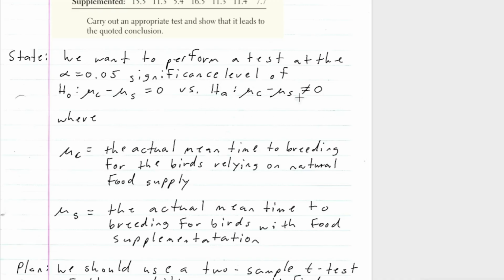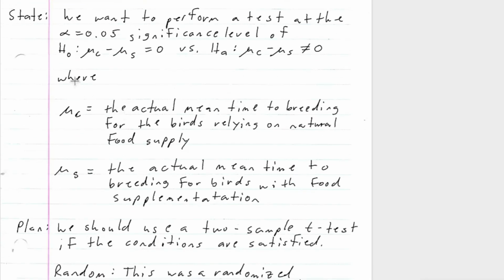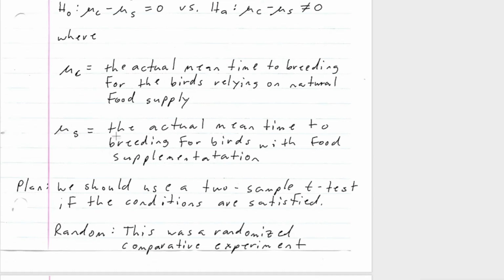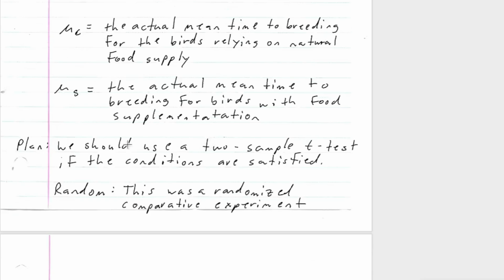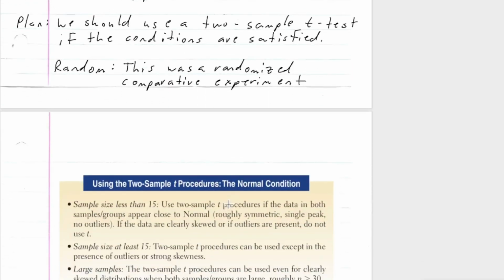That's the alternate hypothesis. Of course, this is the actual mean time breeding for the birds relying on natural food supply, and this is the supplemented, right? We should use a two-sample t-test if the conditions are satisfied. So the first condition is random, and of course this is a randomized comparative experiment, so that's fine.